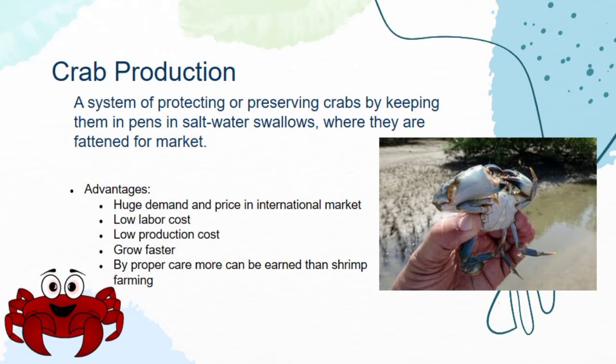Crab production is a system of protecting or preserving crabs by keeping them in pens in saltwater shallows where they are fattened for market. The advantages are huge demand and price in the international market, low labor costs, low production costs, faster growth, and with proper care more can be earned than in shrimp farming.